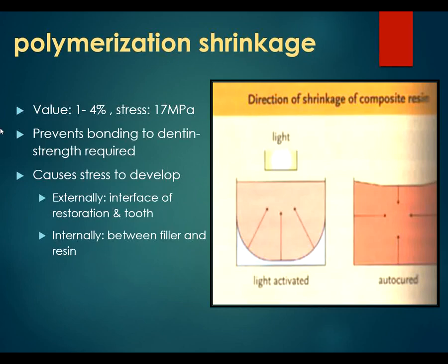The value of the shrinkage, which we have seen in different composites, is 1 to 4%, and the stresses which are created are almost 17 megapascal. Polymerization shrinkage prevents bonding to dentine, causes stress to develop externally, at the interface of restoration and tooth, and internally between fillers and resin.